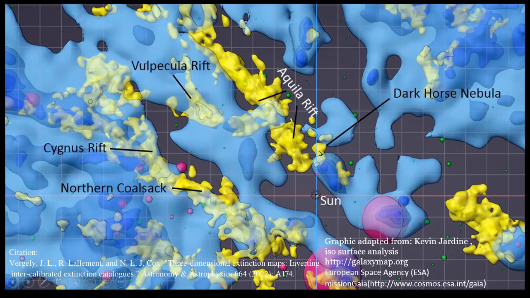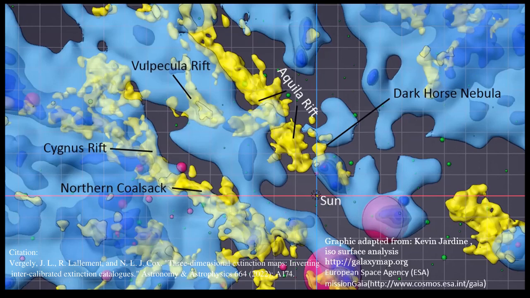That's how close we are to the Dark Horse Nebula. Okay, in our galaxy, very close. That's only about 400 or 500 light years from the sun to the Dark Horse Nebula. So it gives you an idea of where that nebula is in the sky, in the galaxy, right? It's very close. We zoomed way in, way in, way in.